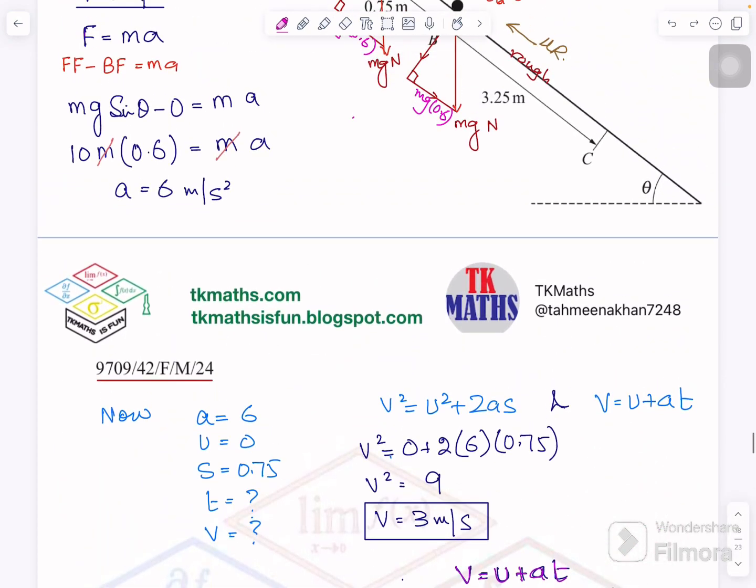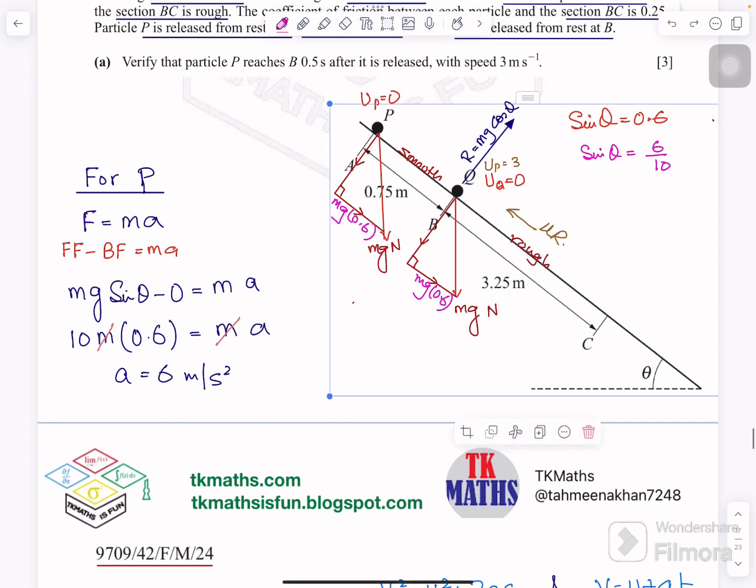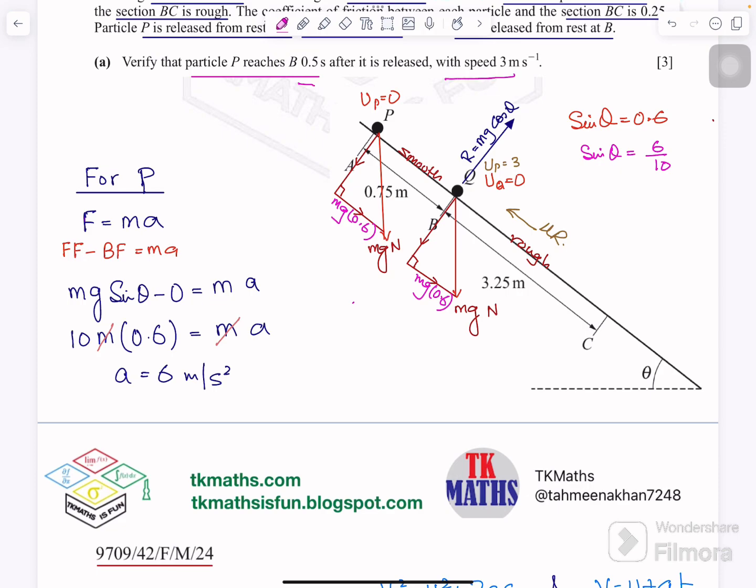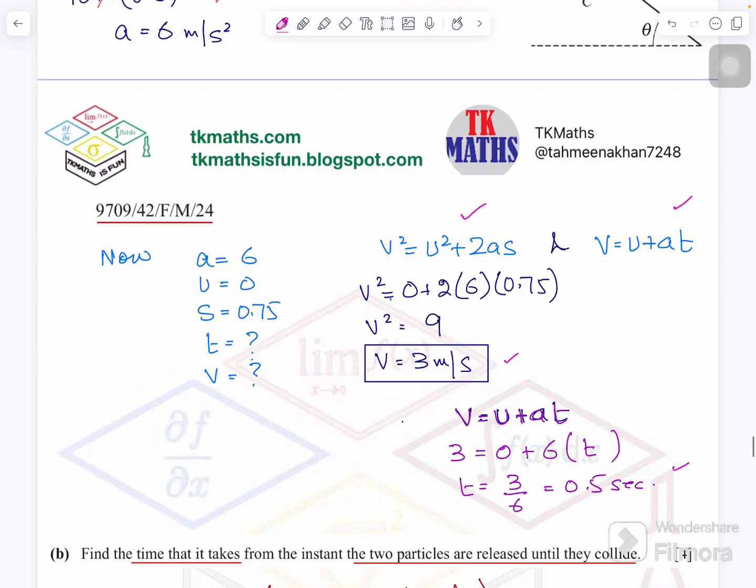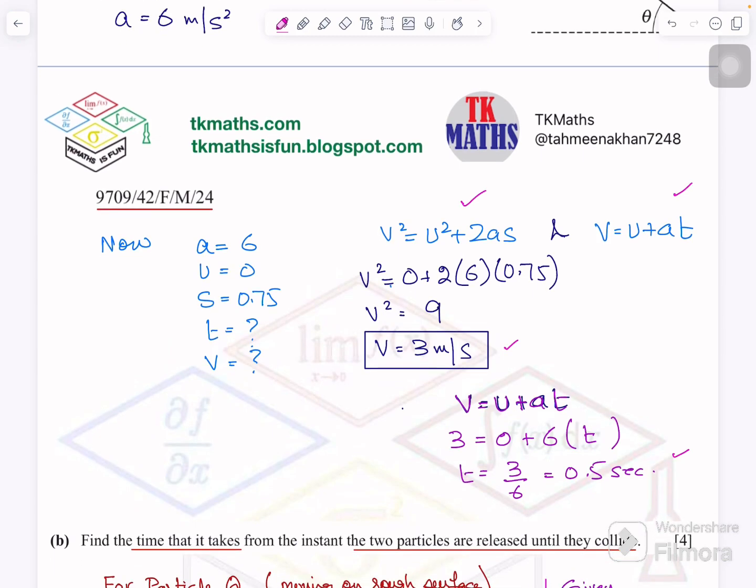By the way, a misunderstanding can happen: somebody may consider that when the particle reaches B, it took 0.5 second, and one has to prove that the speed was 3 meter per second. If you see my working, I have tried to prove both points, that the velocity was 3 meter per second and the time was 0.5 second. So I'm not assuming here that one thing is given and you have to find the other. I have found both the things here. This is my understanding of the expectation from the student in this question.